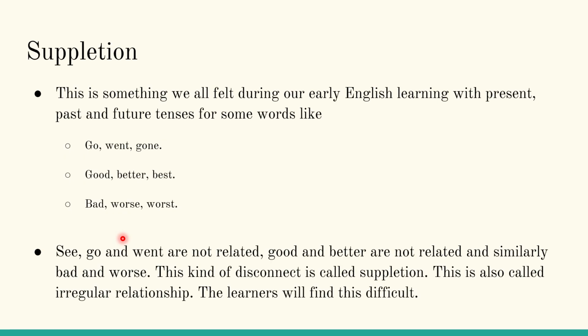Suppletion. This is very important to understand. In childhood, when we started learning English, if we were asked to learn the present tense, past tense, and the future tense, if the words are similar, it will be very easy for us. But if the words are like go, went, gone, go and went are not connected that much actually. When we learn it, there is a lot of difficulty. Good, better, best, all these three are not connected. Good is in no way connected to better, better is in no way connected to best for us, and bad, worse, worst. This is again tough for us. Being a child or a new learner of a particular language, it will be very difficult, and this aspect of disconnect or dissimilarity or irregular relationship is called suppletion. This is a very important term, remember it.